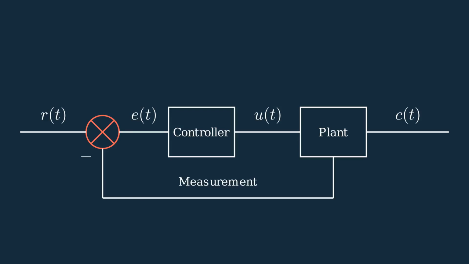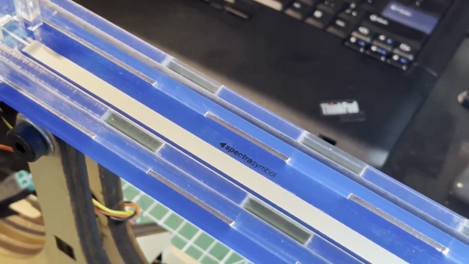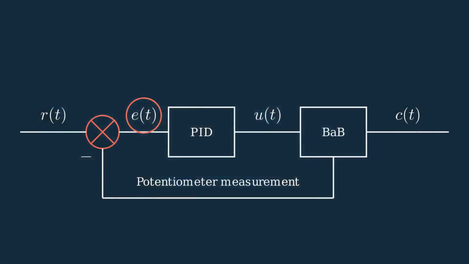Now, in the case of our system, say we have a beam that's 20 centimeters long and we want the ball to balance in the center. We could set the set point to be 10 centimeters. Now, the error signal that's getting fed into the PID controller is the difference between the potentiometer readings and the set point, since these readings tell us where the ball is positioned on the beam.